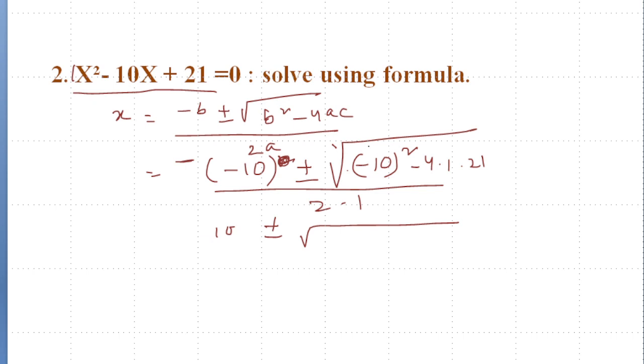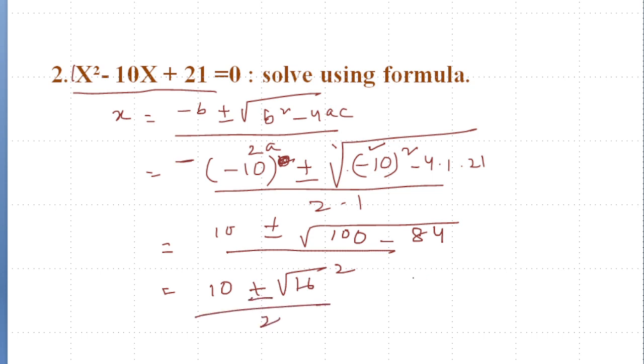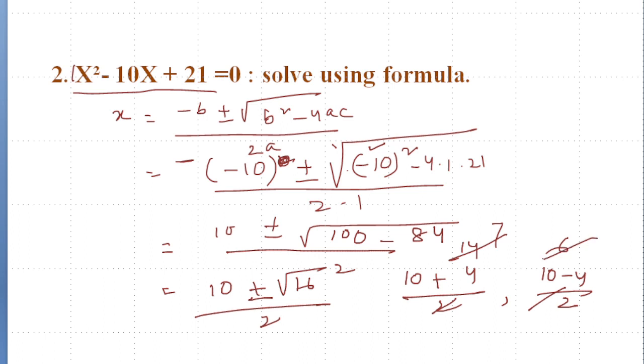So here, minus 10 square, that is 100, minus 84, by 2. So now 10 plus or minus square root of 16, by 2. So 10 plus 4 by 2 and 10 minus 4 by 2. 10 plus 4 is 14 and this is 6. So now 7 and 3. So what answers came? x equals either 7 or 3. These are the two answers that came.